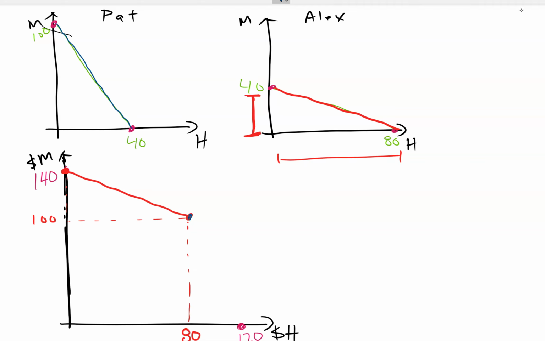So if we wanted to get more home goods, we're here. We want a bit more home goods, we've got to have Pat do it. And we'll notice this height is 100, which is equal to the height of Pat's PPF, if doing only market.